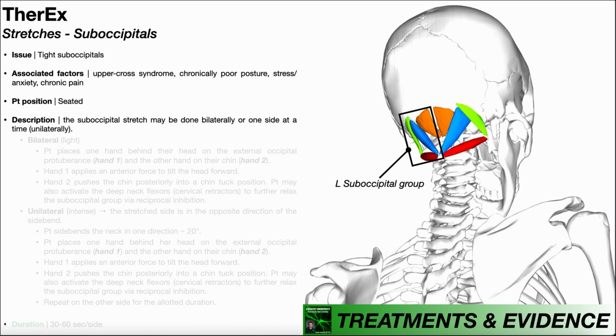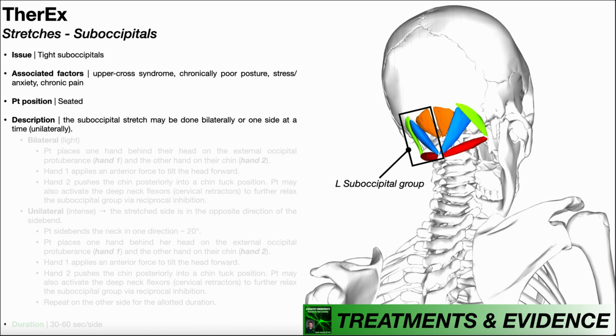You would obviously stretch the suboccipital muscles when they're tight, and you can often tell that they're tight via palpation. They'll be tender to palpation and often be flared out in this area just under the occiput in the upper cervical spine. Tight suboccipital muscles are associated with upper cross syndrome, chronically poor posture, especially with excessive cervical protraction, stress and anxiety, and in individuals with chronic pain.